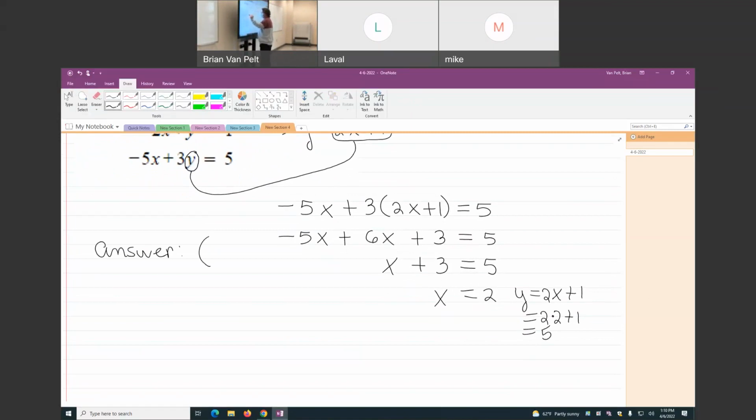The answer is usually written as an ordered pair. But it's okay, in your books, you still recognize that x is 2 and y is 5 with that answer.